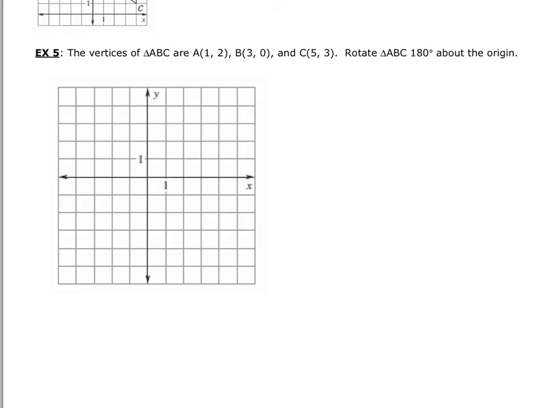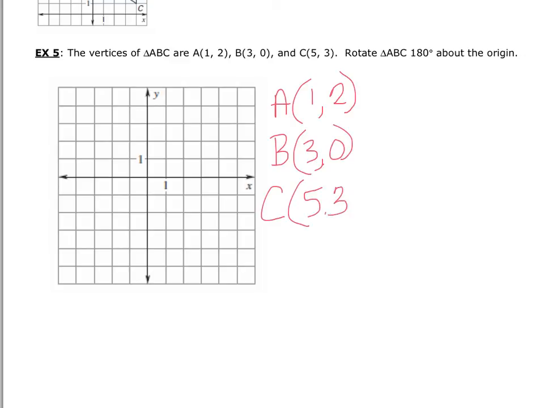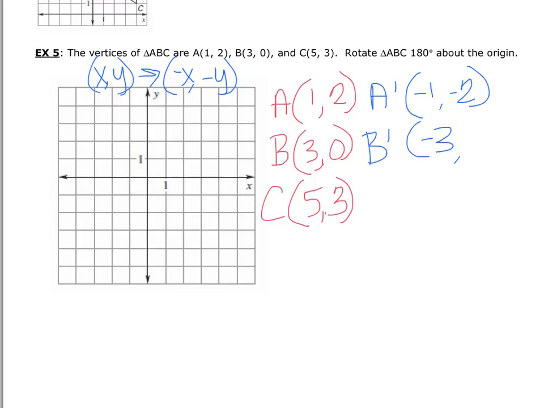Example 5. Here we have the vertices of triangle ABC at (1, 2), (3, 0), and (5, 3). We're going to rotate 180 degrees about the origin. So what I like to do is put these in a list. This is going to be more helpful when we get into the compositions where we're doing more than one of these transformations at a time. Now, what we're going to do to all these ordered pairs, if we're rotating 180, the rule to rotate 180 is that you take the opposite of the x and the opposite of the y. So we're going to apply that to all of these points. To get A prime, we need opposite of x, opposite of y. B prime, opposite of x, opposite of y. C prime, opposite of x, opposite of y.